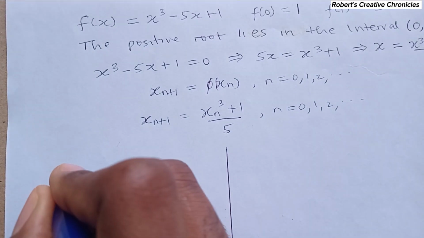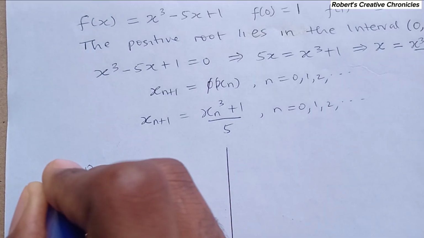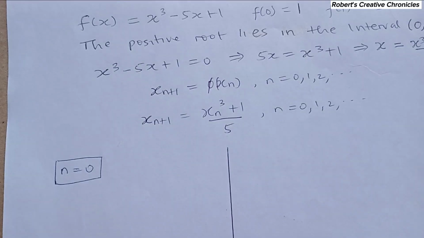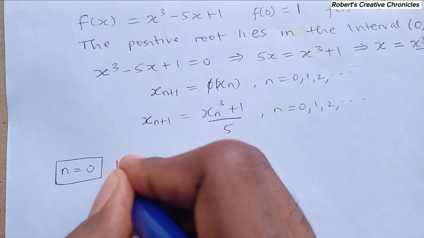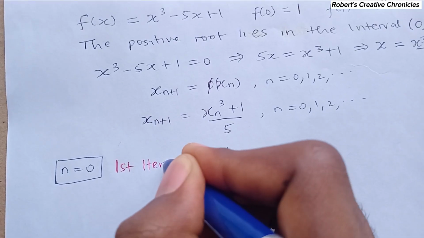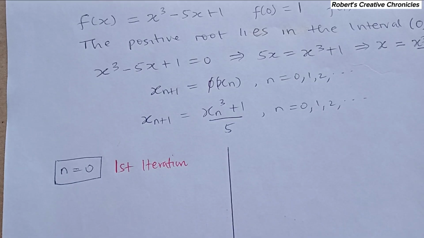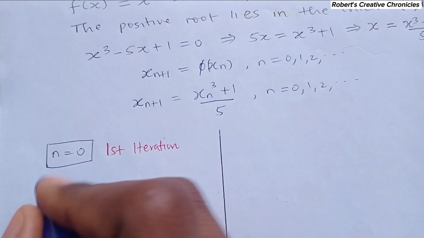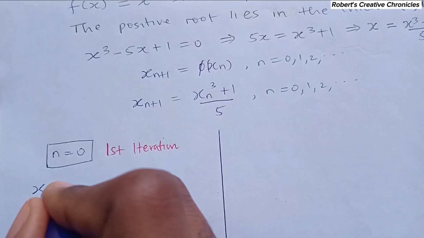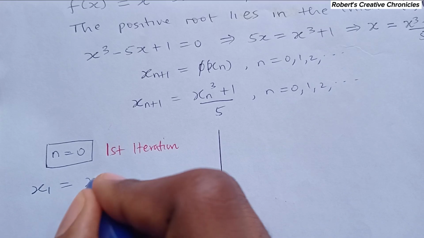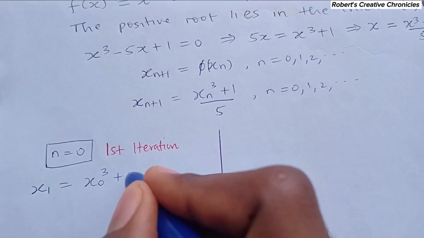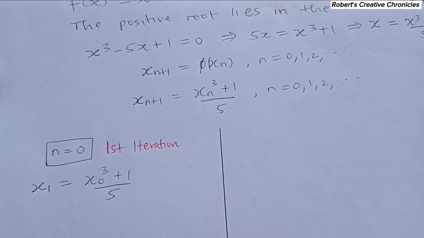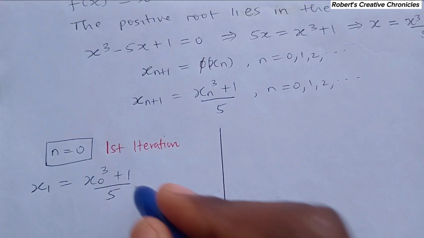The first iteration, when n is equal to 0. So we'll substitute it here. If we substitute in this equation, this one becomes 0 plus 1, which is 1. Then this is x0 cubed plus 1 over 5. So now we'll substitute.